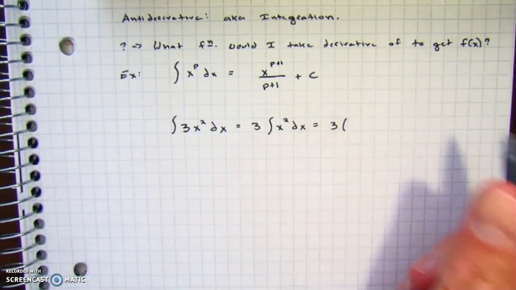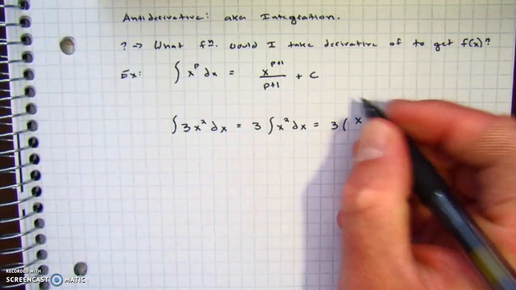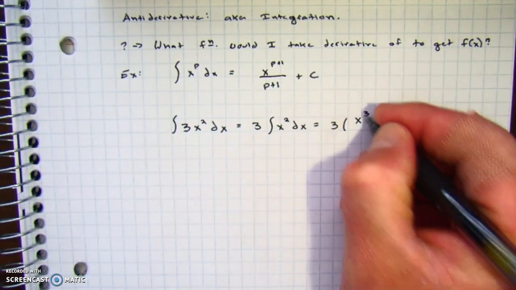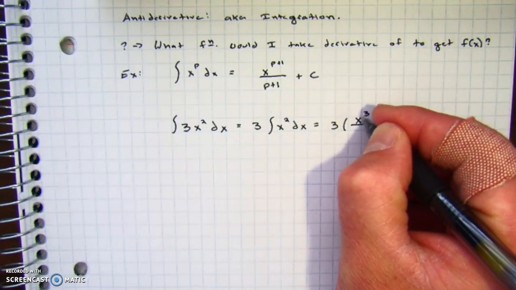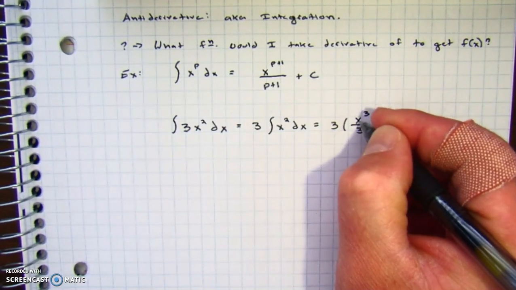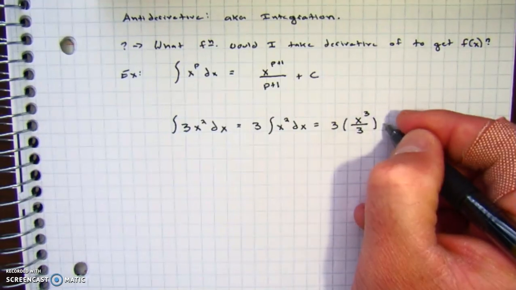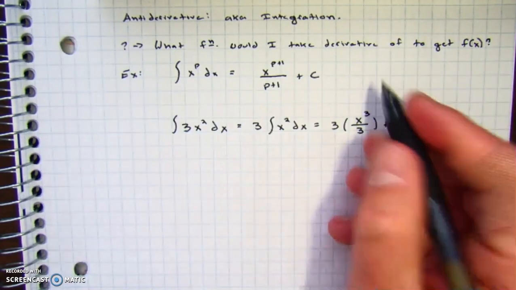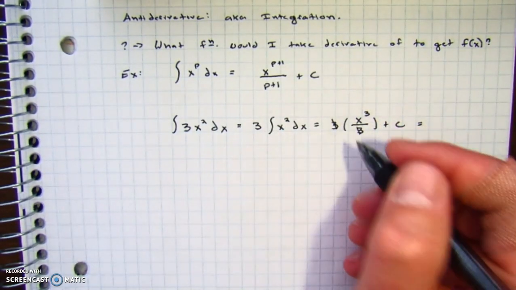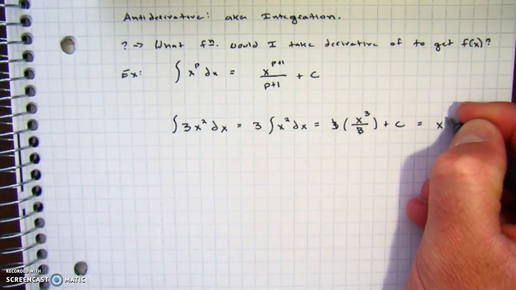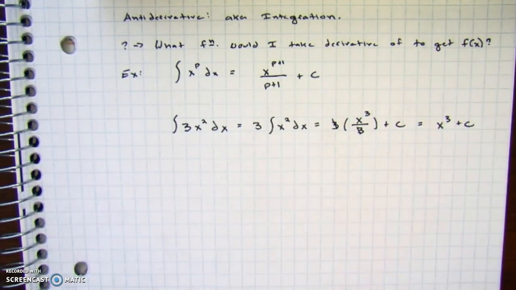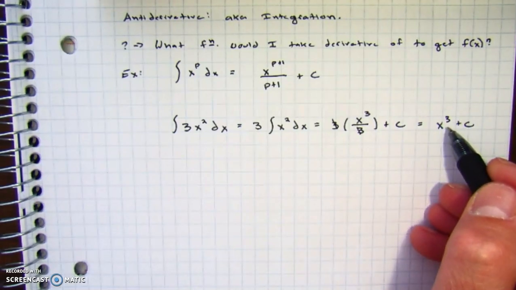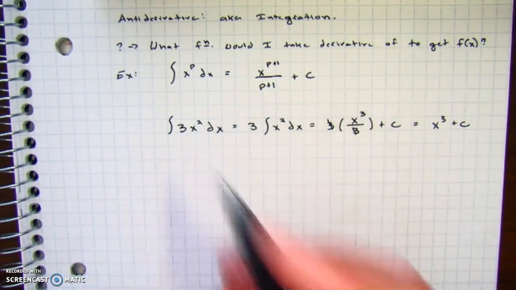The 3 stays the same. So I've got x squared, so you add 1 to the exponent to get x cubed. Then whatever value you put up here, you just place below in the denominator. And then don't forget to add your c. Now, looking at this, the 3's cancel out, so I get x cubed plus c. Now, the nice thing about integration is you can always double check yourself, because if you take the derivative of this, it should get you back to that, right?